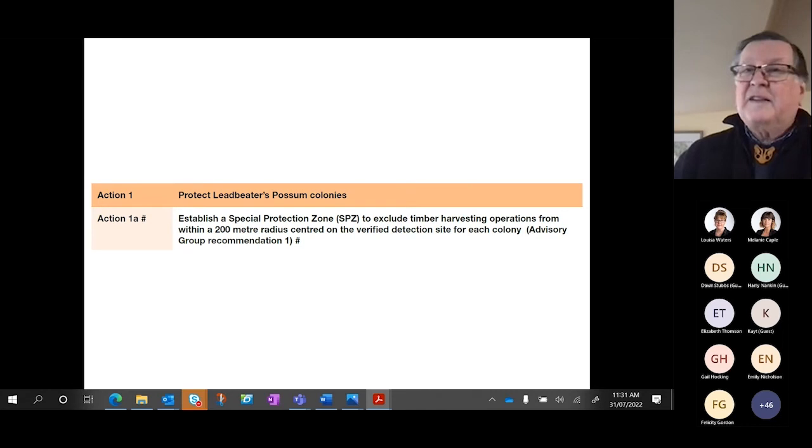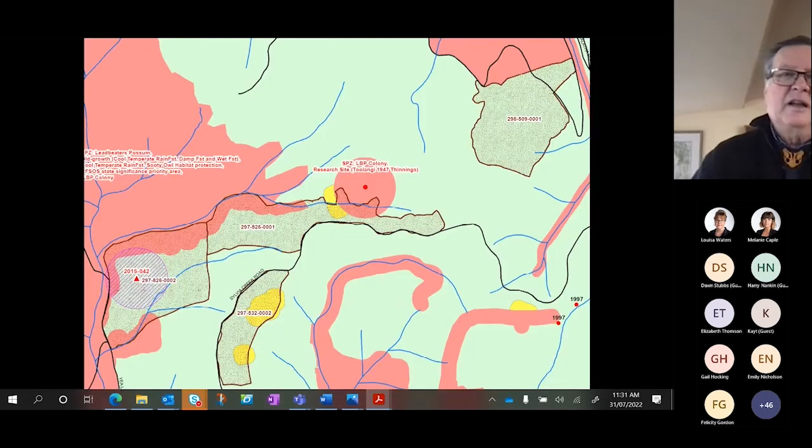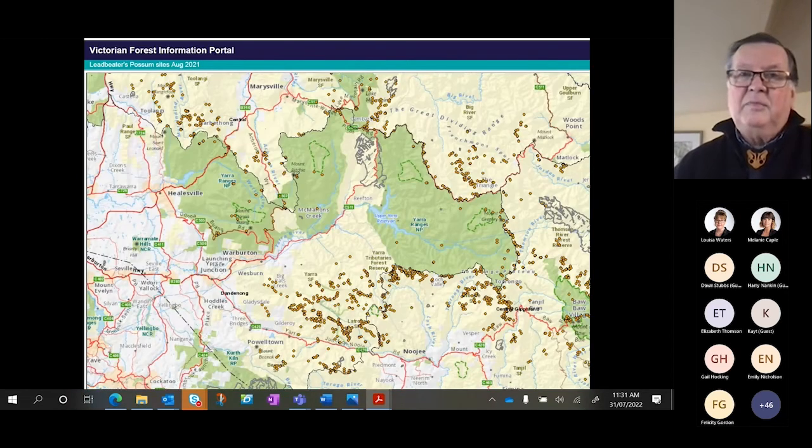Well, Professor Lindenmayer had actually suggested 1,000 meters, but that wasn't acceptable to the coalition government, and they gave a 200-meter radius. So it was a minimal protection. And the first of those areas was surrounding the little red triangle to the left of this slide. It's a coupe called Freddo in Toolangi, and that was the first 200-meter radius protection zone in a coupe. And basically it stopped the logging in that coupe.